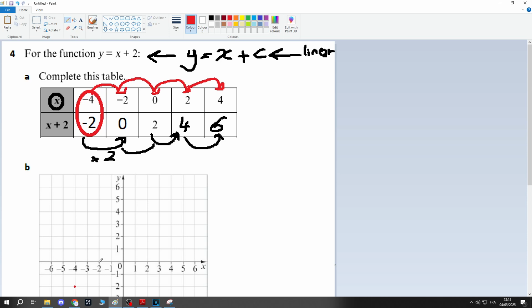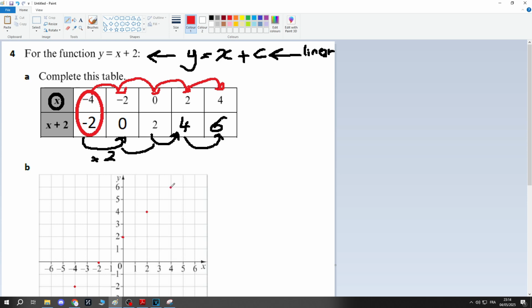Right here. Now, do I need to plot the other points? Absolutely not, unless you want to make sure. Therefore, draw a third point just to make sure. When x is 0, y is 2. When it's 2, it's 4. And when it's 4, it's 6.